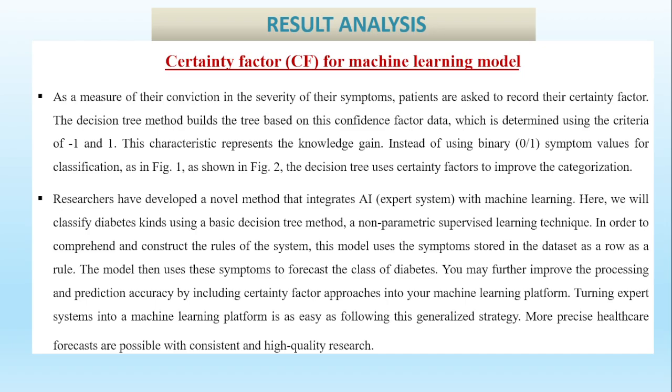This model uses the symptoms stored in the dataset as a row as a rule. The model then uses these symptoms to forecast the class of diabetes. You may further improve the processing and prediction accuracy by including certainty factor approaches in your machine learning platform. Turning an expert system into a machine learning platform is as easy as following this generalized strategy. More precise healthcare forecasting is possible with consistent and high quality research.